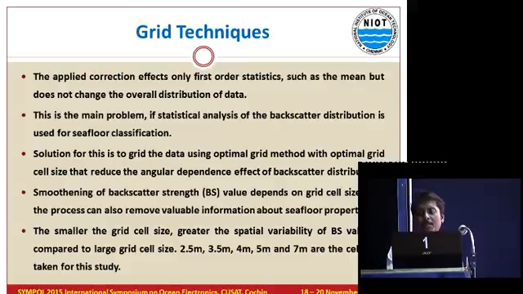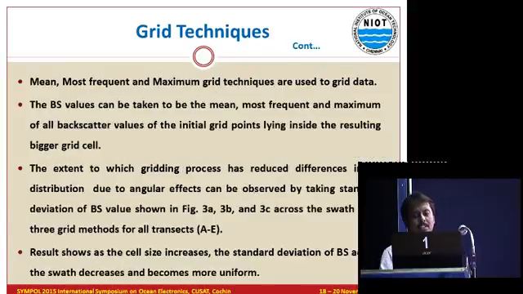The spatial variability of classification will be inversely proportional to the cell size. So the smaller the cell size, the greater the spatial variability. Here the grid cell sizes I consider are 1.5 meter, 5 meter, and 7 meter. These are the cell sizes taken for this study. And the grid techniques I have applied are mean, most frequent and maximum techniques to grid the data. The backscatter values are taken to be the mean, most frequent and maximum of all backscatter values at the initial grid points which lie inside the resulting grid cell.